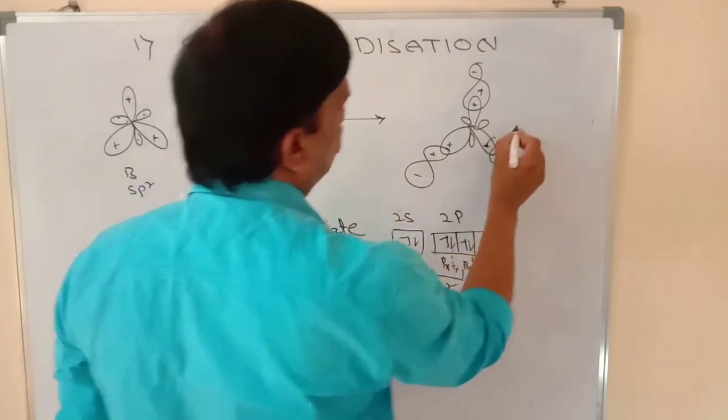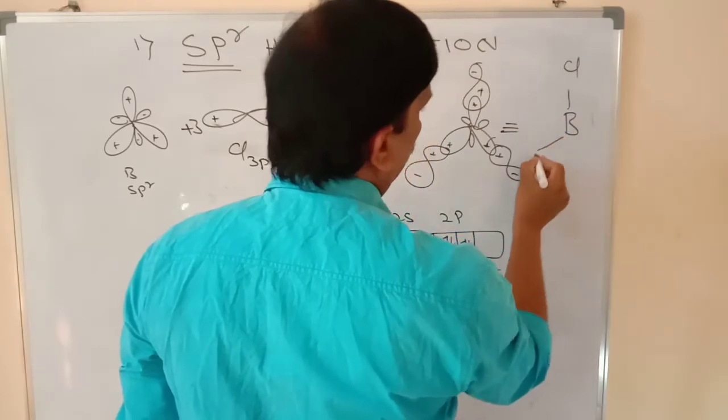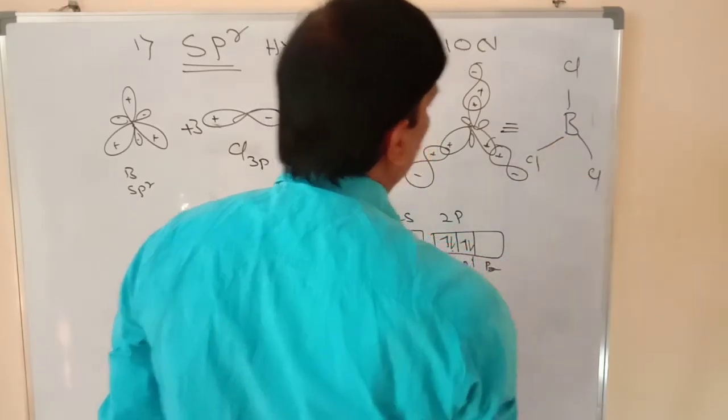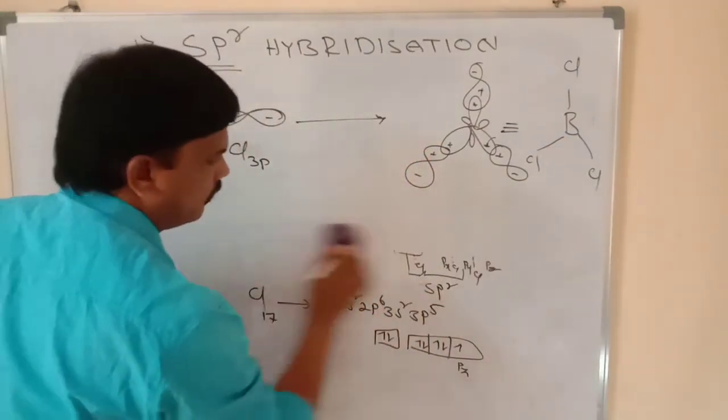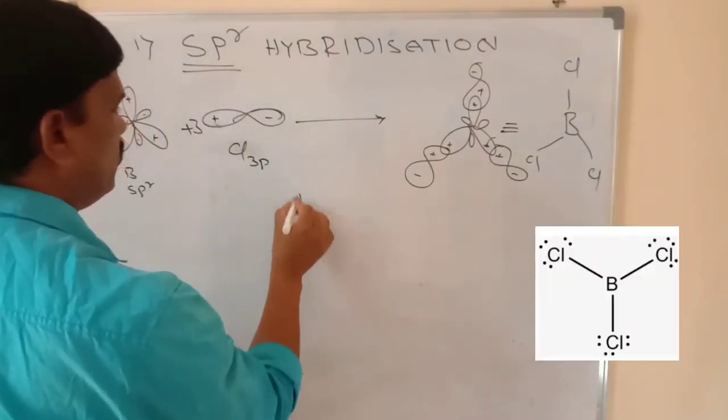Now it is like this: here one Cl is there, here one Cl is there, and here one Cl is there. So this is boron trichloride, BCl3.